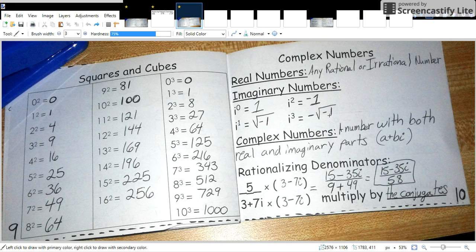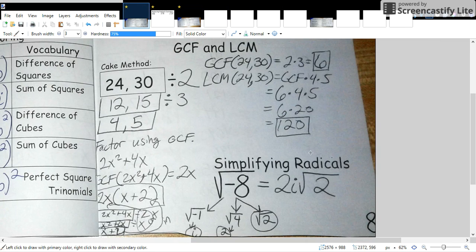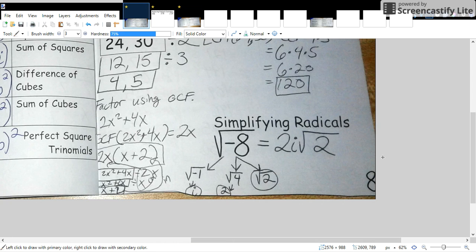If you have something that has a negative inside the square root, that is called imaginary, or i for short. A complex number is a number with both real and imaginary parts, like a plus bi from the sum of squares from earlier. So let's go ahead and see an example on simplifying radicals.